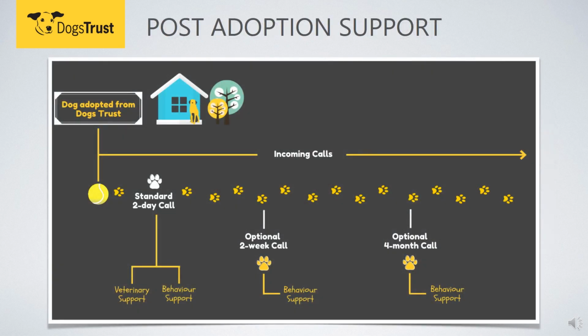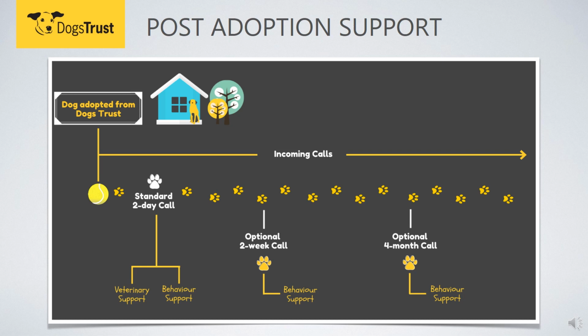So this graphic shows an overview of the project. When a member of the public adopts a dog from Dogs Trust, they consent to a follow-up call after 2 days as a standard condition of the adoption, which is represented by the white paw. Optionally, owners can then consent to the post-adoption telephone calls, which are here represented by the yellow paws. So we have the standard call at 2 days, and then the optional calls scheduled at 2 weeks and at 4 months after adoption. Owners can also ring us at any time if they have a behavioural problem and they would like advice.